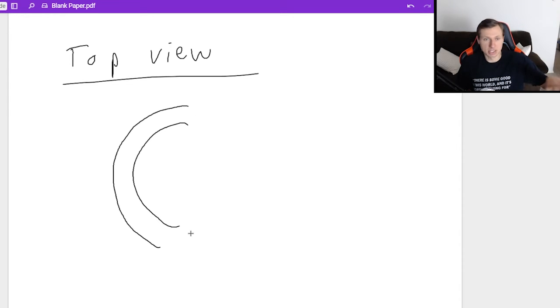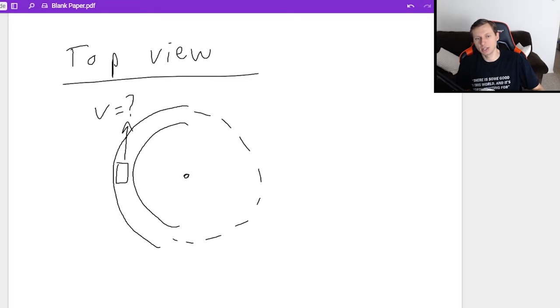It's level. It's not a banked curve problem, which is another physics problem that we could do, which in my opinion is one of the hardest questions in all of physics. But this is just a flat road. You're looking at it from the top. You're a car driving on this road, and you're going at some speed v, which is what I'm going to be solving for. Now, even though this road isn't a circle, you can kind of imagine it like a circle.